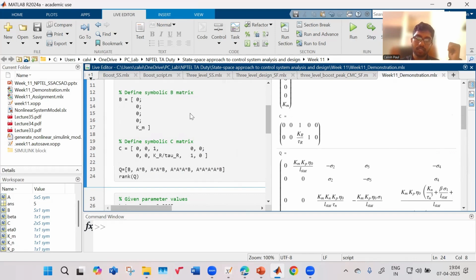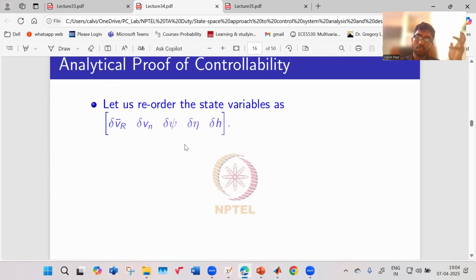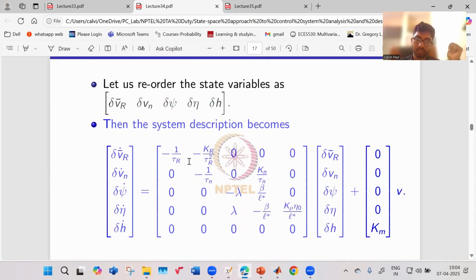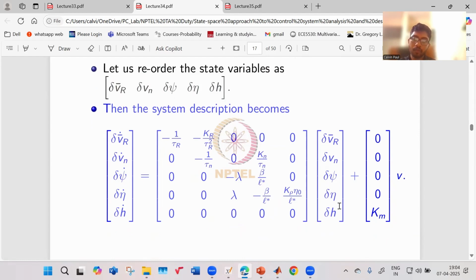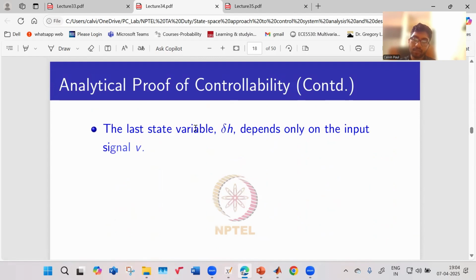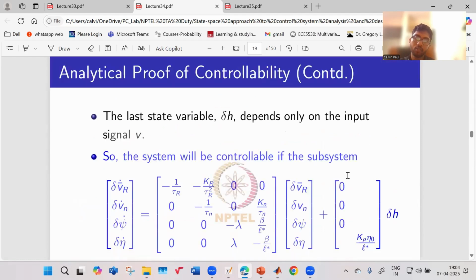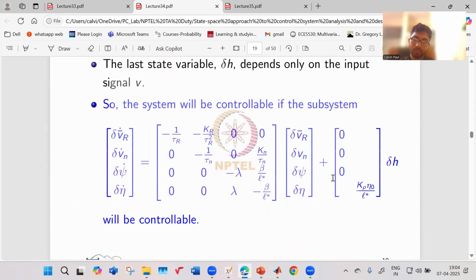So let us see. Let's reorder the state variables. What he has done: dvr bar dvn is written like this. This is the change in the concentration, the derivative of delta H is given like this. Now, the last signal depends only on the input signal. This depends only on the input signal. So the system will be controllable if this subsystem is controllable.